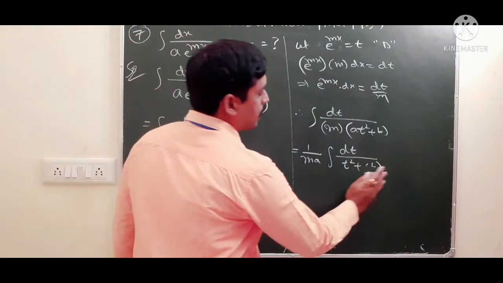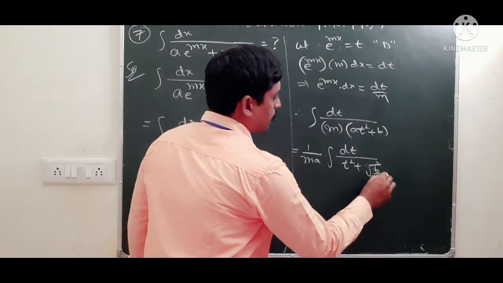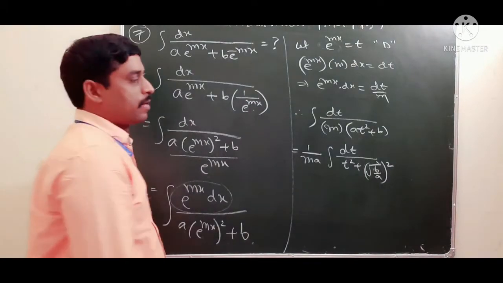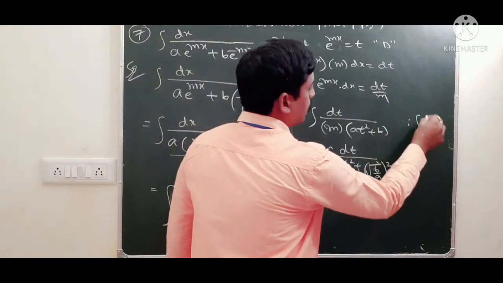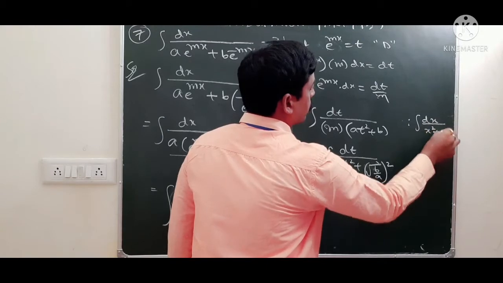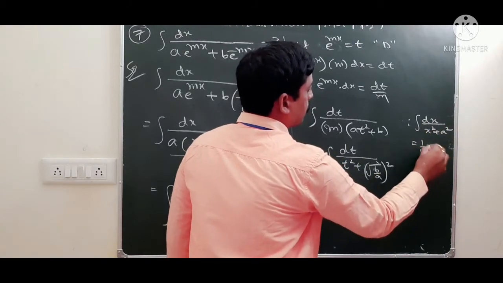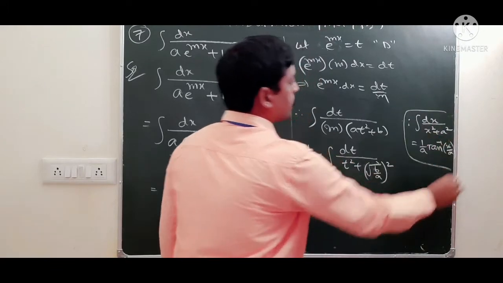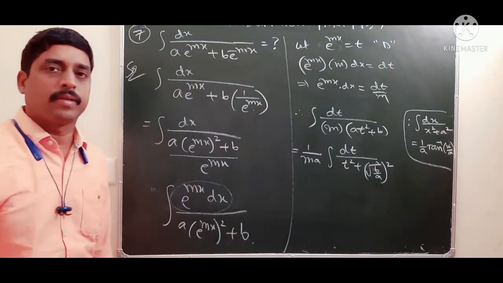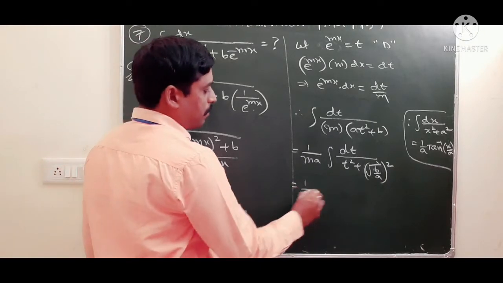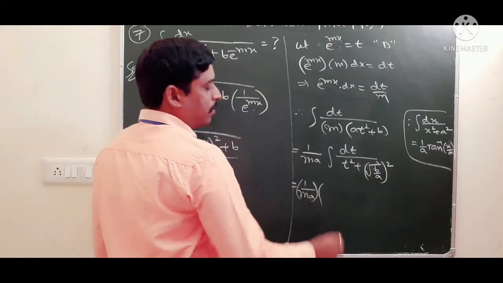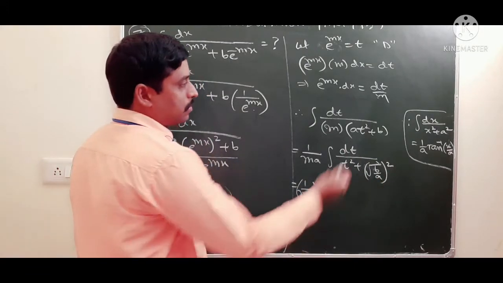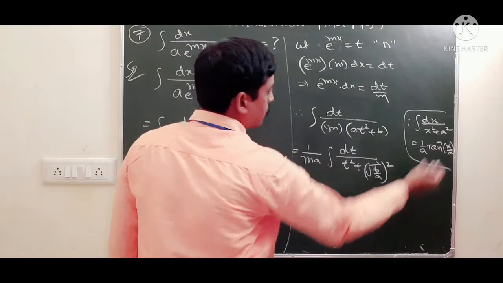This b by a can be written as root b by a whole square. We have one formula: integral dx by x square plus a square is 1 by a tan inverse x by a. What is the formula? 1 by a tan inverse of x by a. So 1 by m into, where x and a are replaced by t and root b by a.